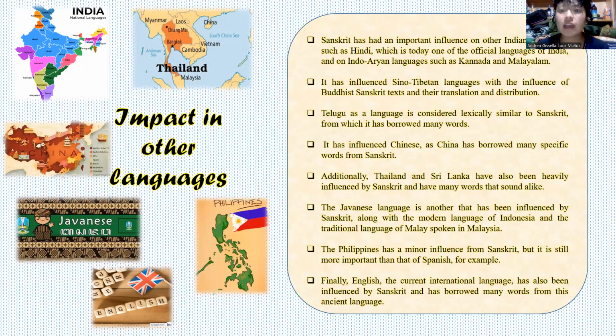Additionally, Thailand and Sri Lanka have also been heavily influenced by Sanskrit and have many words that sound alike. The Japanese language is another that has been influenced by Sanskrit, along with the modern language of Indonesia and the traditional language of Malay spoken in Malaysia. The Philippines has a minor influence from Sanskrit, but it is still more important than that of Spanish, for example. And finally, English, the current international language, has also been influenced by Sanskrit and has borrowed many words from this ancient language.